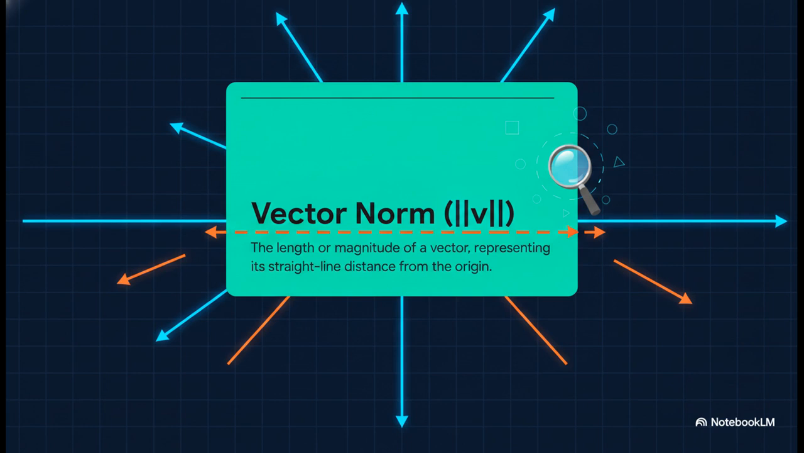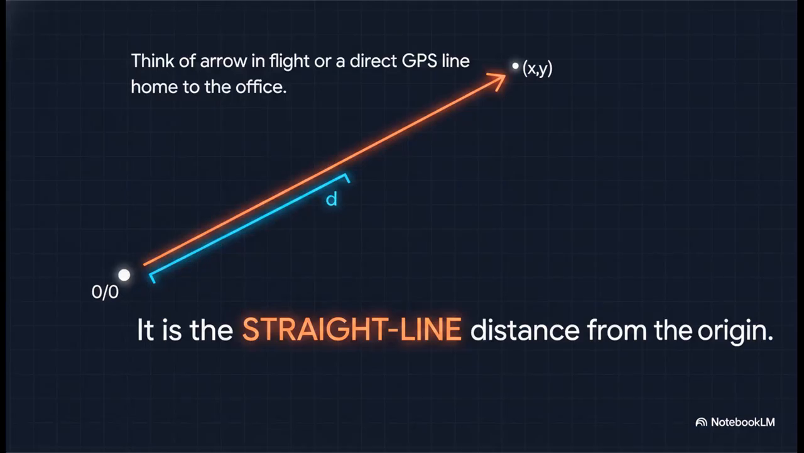Now, look at that little v surrounded by the double vertical bars. Those bars are the universal symbol for the norm. Actually, a quick heads up, they are not absolute value signs, even though they look a bit similar. When you see those double vertical bars around a vector in an AI research paper, it's essentially a command. The math is telling you, hey, strip away the direction of this vector and purely isolate how far it goes. It isolates the size.